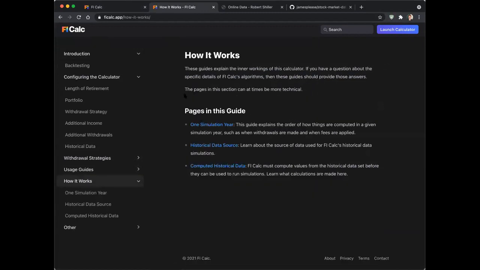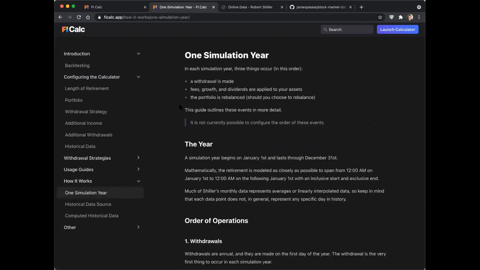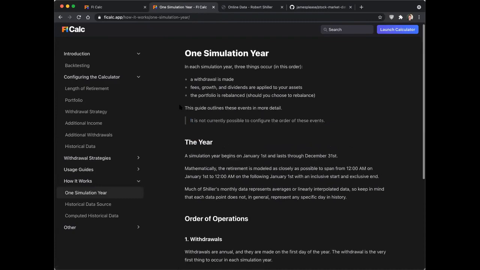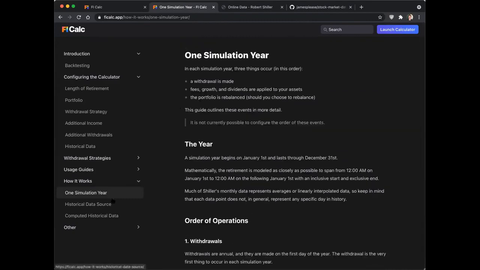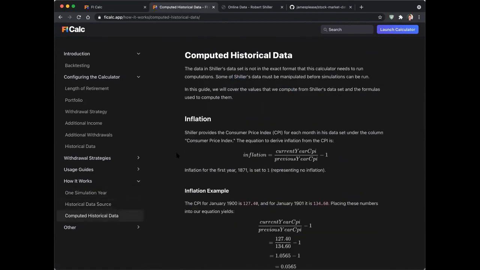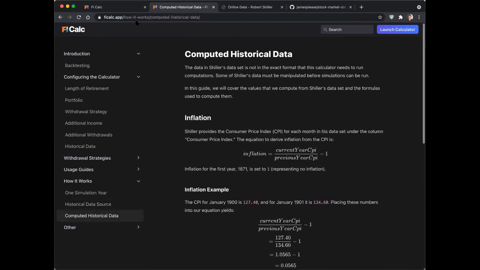So one thing that you might be interested in is there's a section in the guides called How It Works, and it really is intended to be a very clear description of everything that happens. So you can even go into like what happens in one simulation year and that kind of stuff. So that might also interest you. So definitely check that out as well.